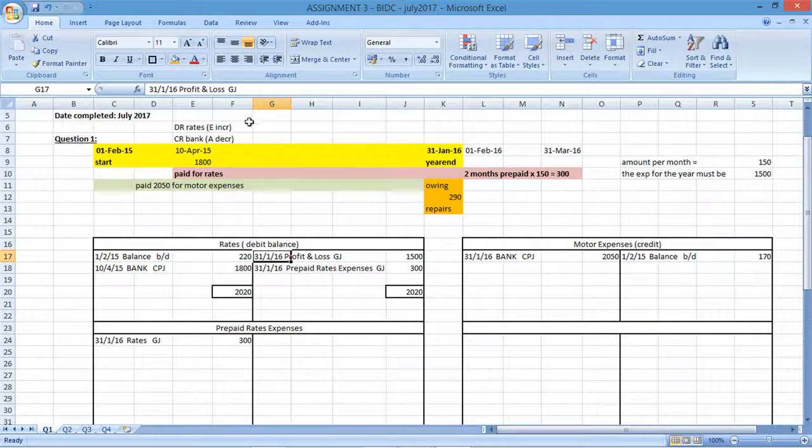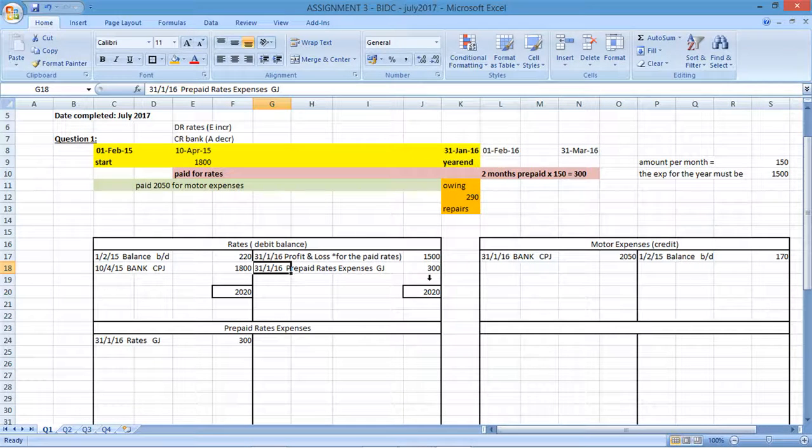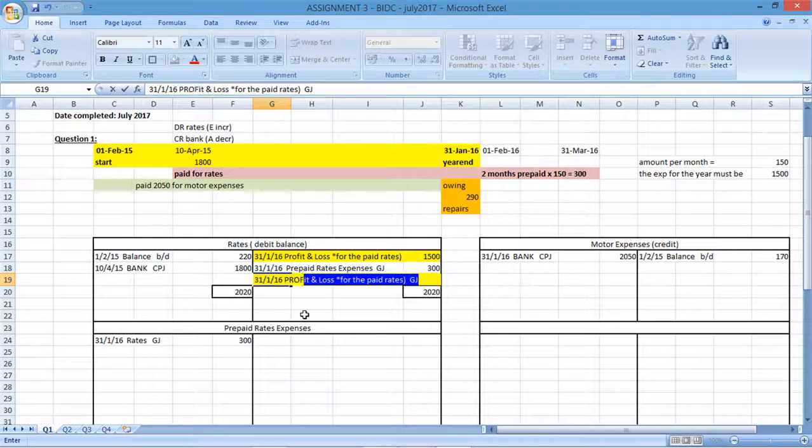Okay, I'm going to just show this. This is the profit and loss asterisk for the paid rates. Okay, for the paid rates, just to show that explanation. Obviously these two amounts can be grouped together. You don't have to show them separately. You can show them as one amount. But I wanted to show that as separate, just to show you that the one portion of it comes from the balance and the other comes from the amount that you actually paid. So this was the profit and loss.